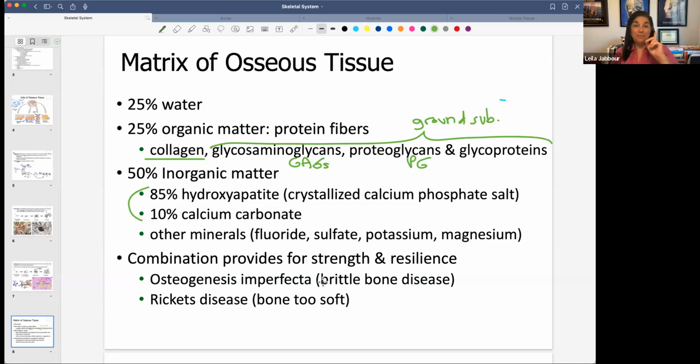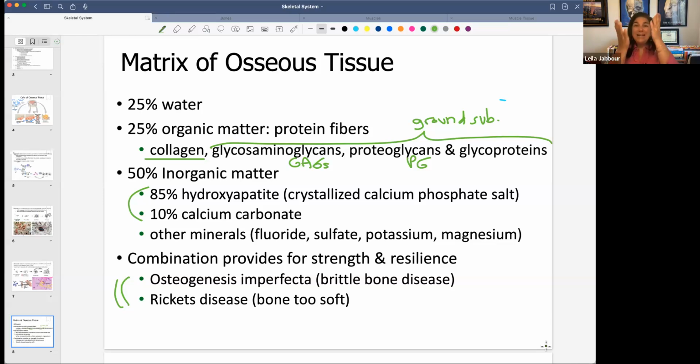Okay, so let's listen to this. This is really kind of interesting. The combination of organic versus inorganic is really going to have an impact on the properties of the bone, because the combination of both provides strength from the inorganic matter and resilience from the organic matter. So you have that toughness because of the minerals, and you have a little bit of bend because of the collagen fibers and all of these organic molecules.